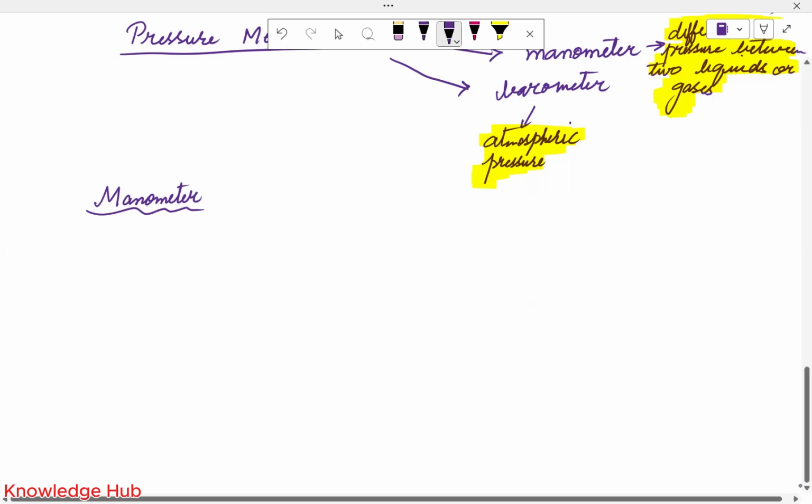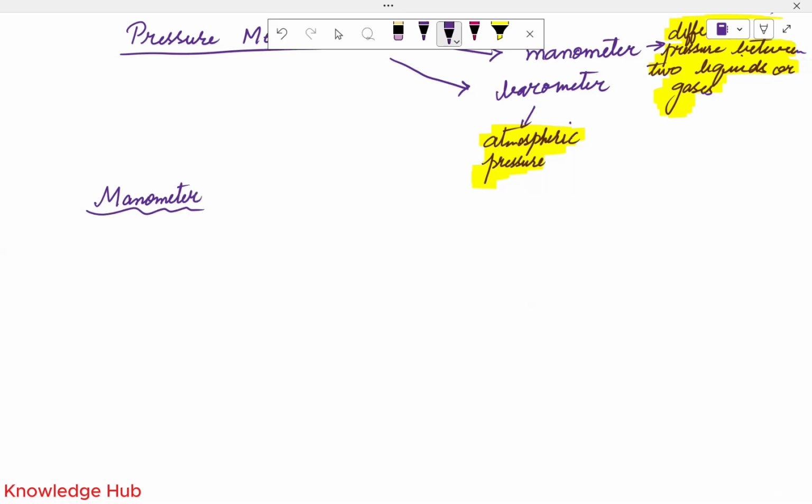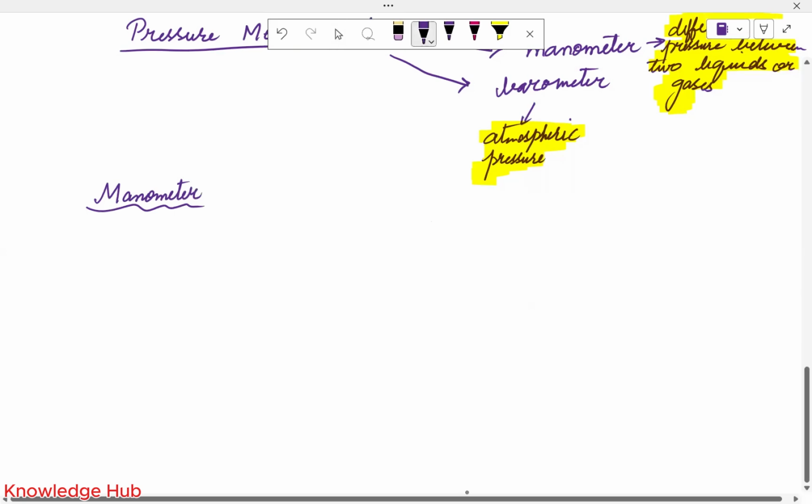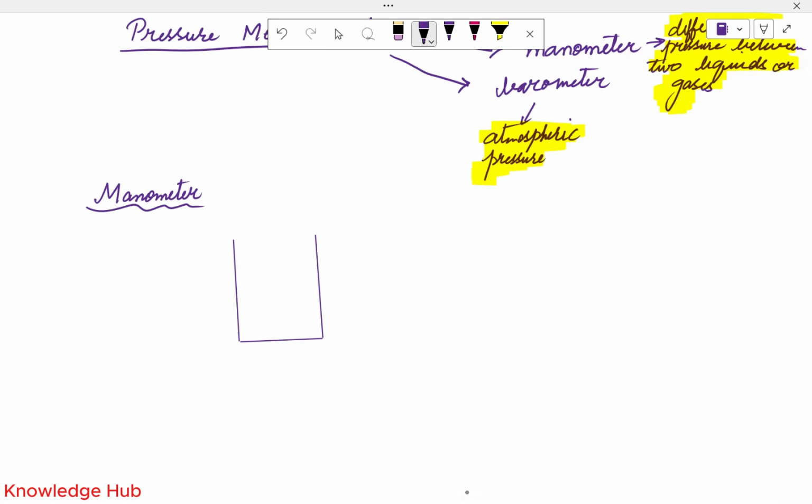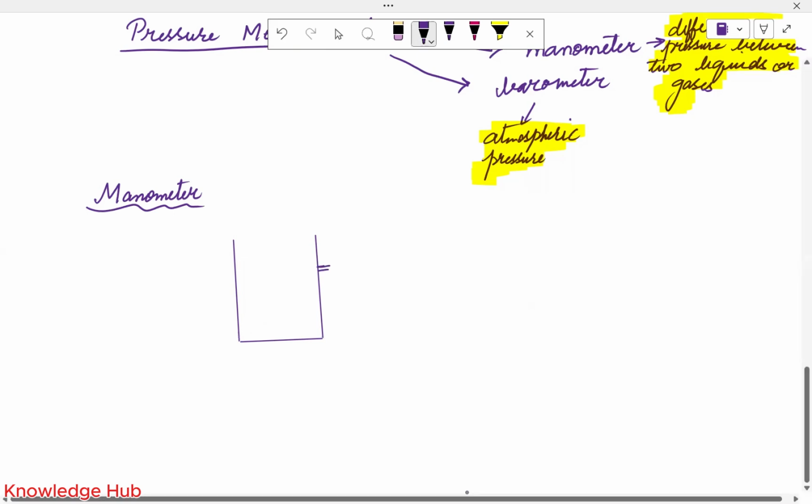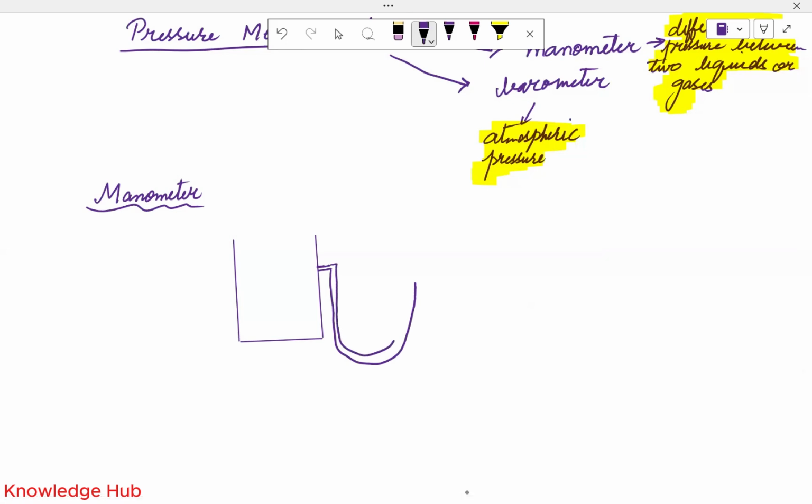Manometer is basically a U-shaped tube. For example, there are two containers like this, and there is an opening from here that is connected with a U-shaped manometer, which contains mercury inside it.